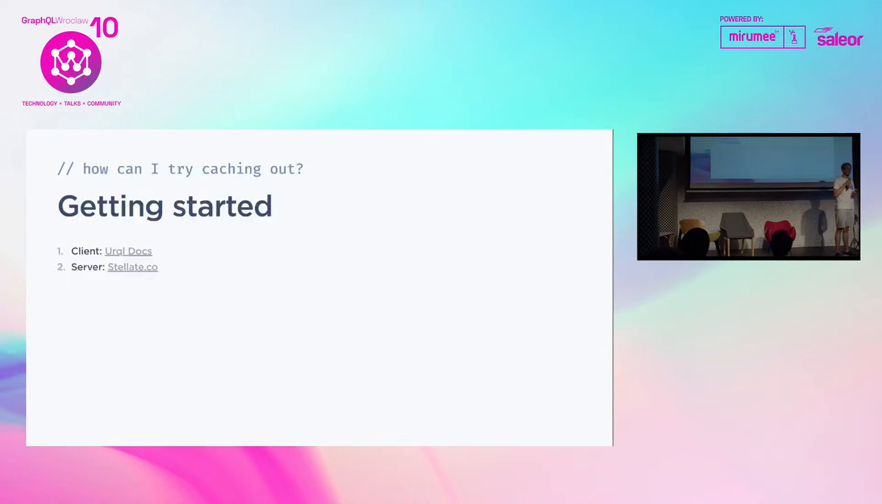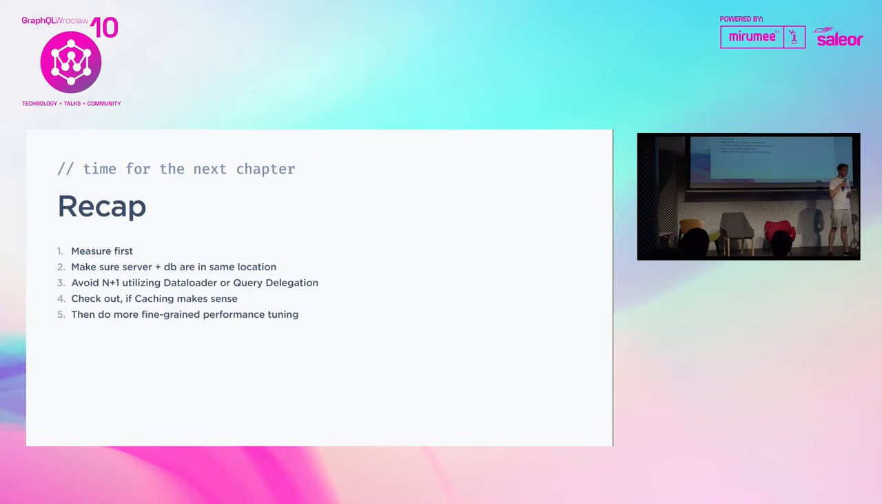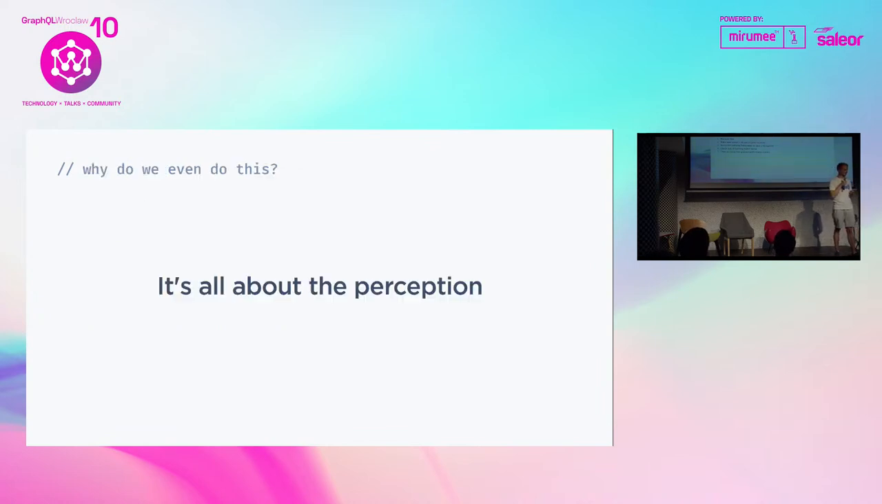OK, so recap, we have all of these different mechanisms. And I recommend having a look in Urql. Urql has really strong documentation around how the normalized cache and everything works. And, well, we're doing caching full-time at Stellate, so you can also have a look there. And so just to recap all the server work here, we want to first measure, make sure that we have the base architecture in a good shape, make sure we don't have N plus one problems, and then if caching makes sense, we can use it, it doesn't make sense in all cases, and then we can later look into more fine-grained performance tuning. For example, using the fastest framework out there might actually not make the biggest difference.